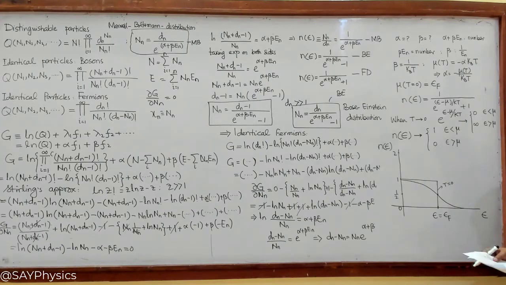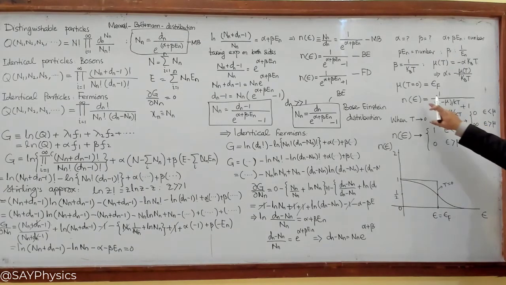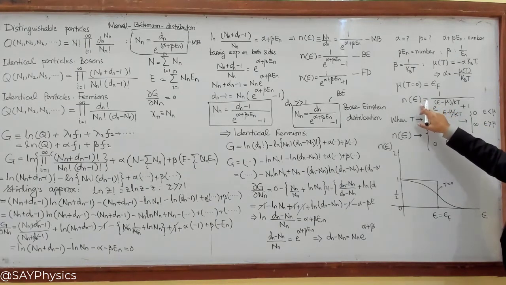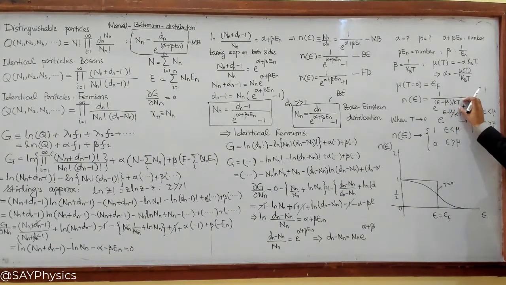Now if I want to plot the other distributions, let me plot the Maxwell distribution first. Now look at the Maxwell distribution. When you write the Maxwell distribution in the energy density form, like the density of states, it will be E minus mu by kT. There will be no plus 1 or minus 1 here.